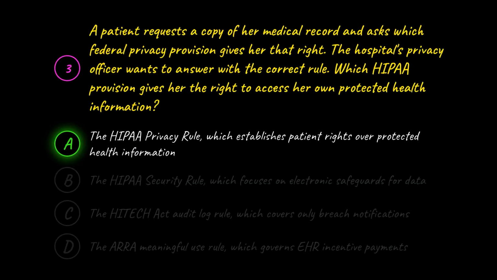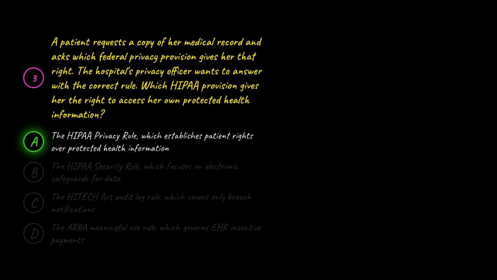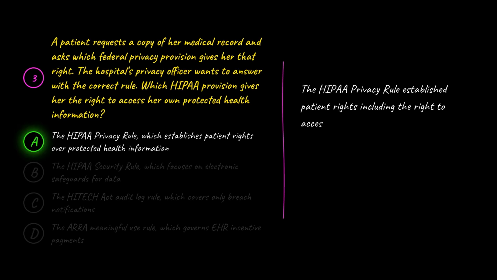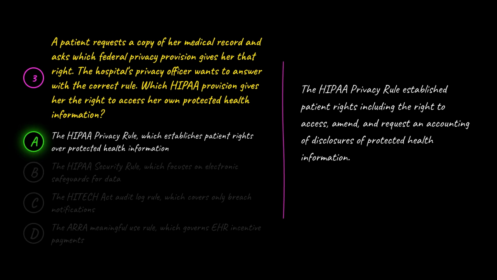The correct answer is A. The HIPAA privacy rule, which establishes patient rights over protected health information. A is correct because the HIPAA privacy rule established patient rights, including the right to access, amend, and request an accounting of disclosures of protected health information. It is the foundation of patient information rights under federal law.